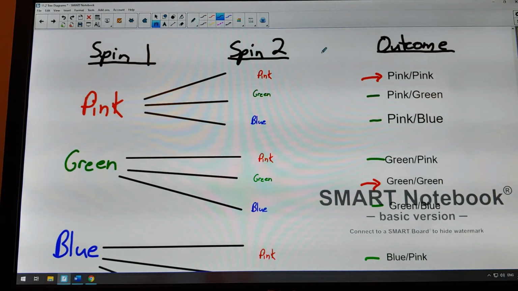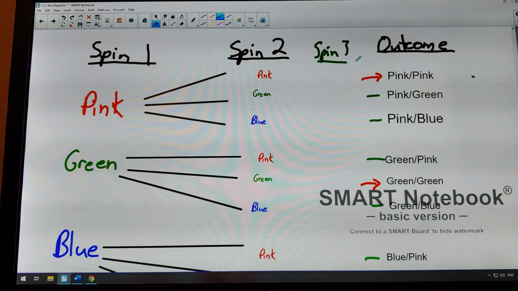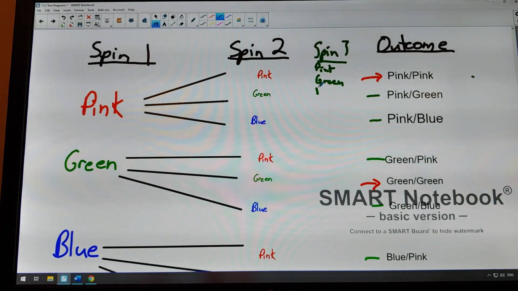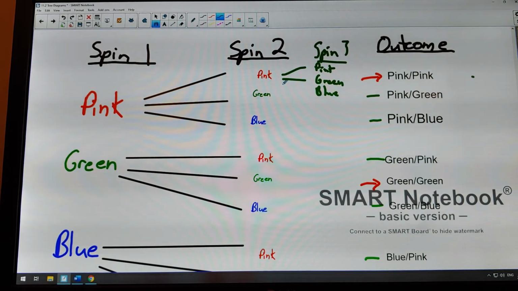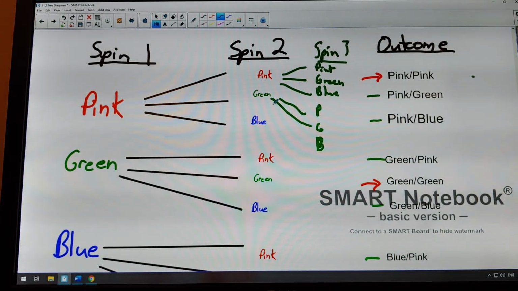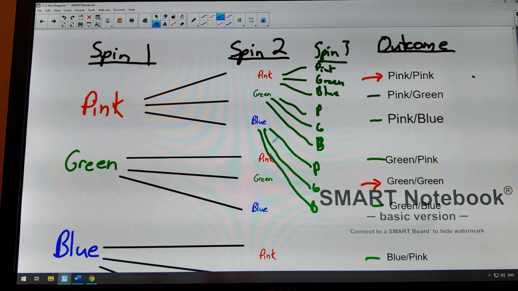Okay, and just before I let you go, if there was a third outcome, like maybe you got the spinner to go 3 times, you would just make a third column here. Actually here, let me show you. So spin 3. It would be pink, pink, pink, and then this could be pink, green, blue, going off of this one, and then pink, green, blue, going off of that one. You can see I'm going to run out of room, so I'm not going to keep going. And then pink, green, blue, going off of that one.